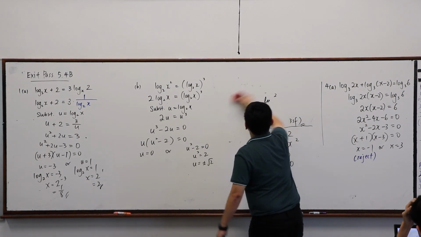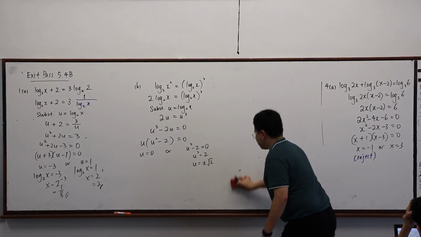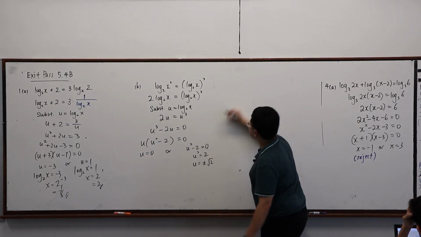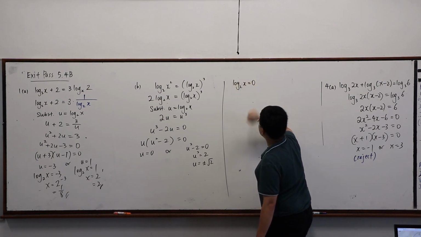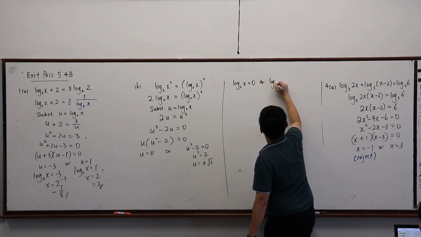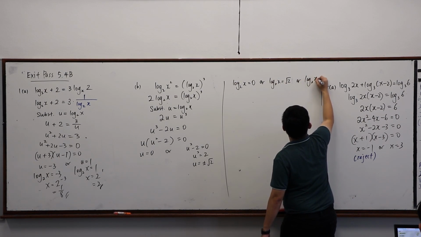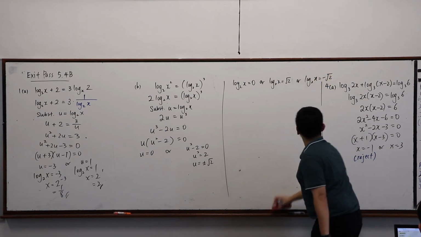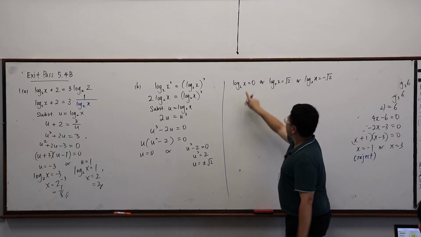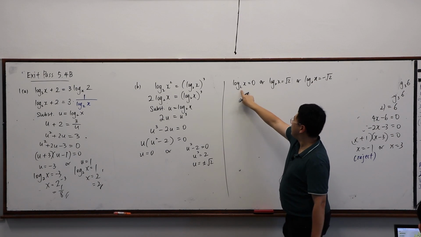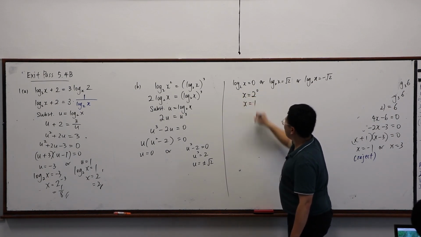So now we have 3 answers to consider because it's a cube. The first one, u equals 0. So we have log base 2 of x is equal to 0, or log base 2 of x is equal to root 2, or log base 2 of x is equal to negative root 2. Sorry, a bit more, then I'll let you off for your next break. So here, let's solve for x, remove the log base 2. So x is equal to 2 to the power 0, so x is equal to 1.